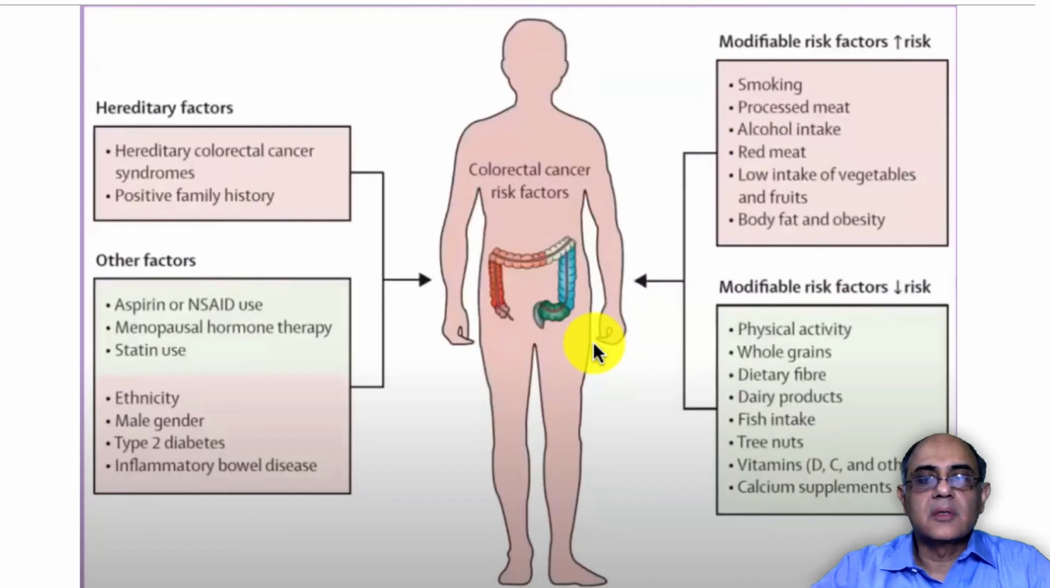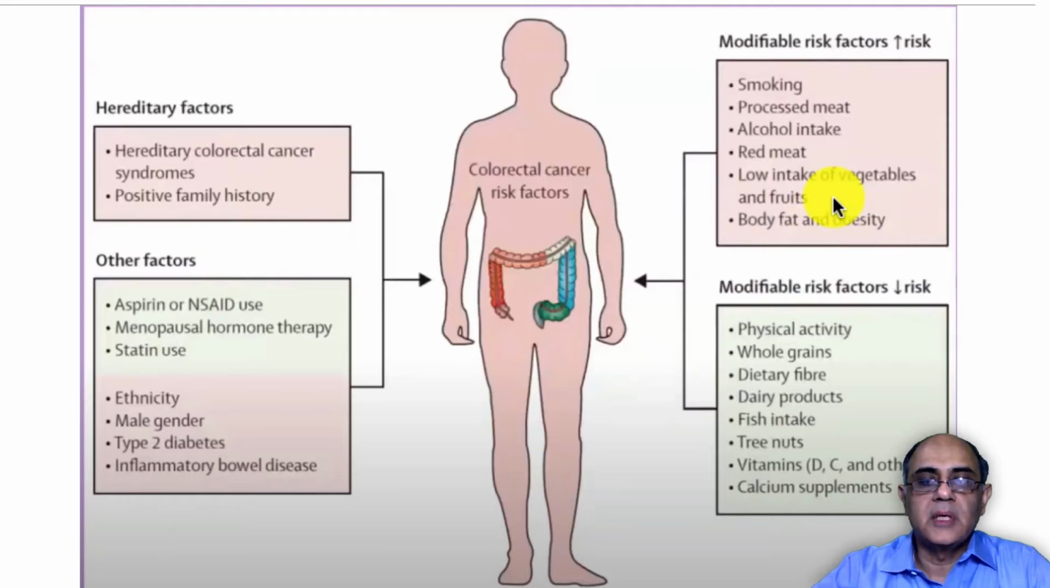So what causes these colorectal cancers? Genetic, I have already told you. So there are certain hereditary factors. You can't change them. If you have it, you will develop the cancer. Then there are certain risk factors which are modifiable, which are under your control. If you take care, you will not develop the cancer. Smoking, meat, processed meats, we can include fast food in this. Alcohol intake, red meat, low fiber, low fruits, low intake of vegetables.